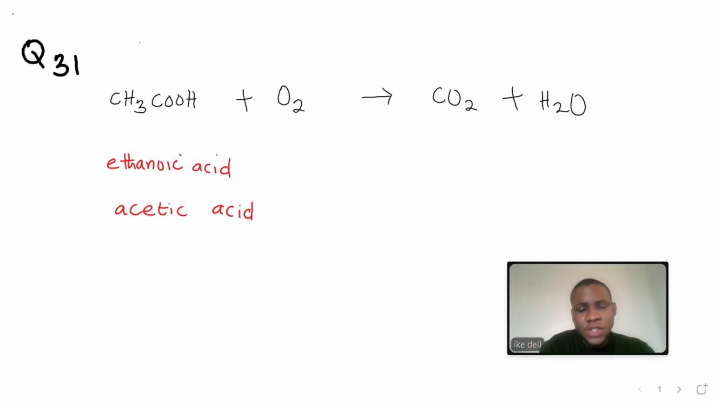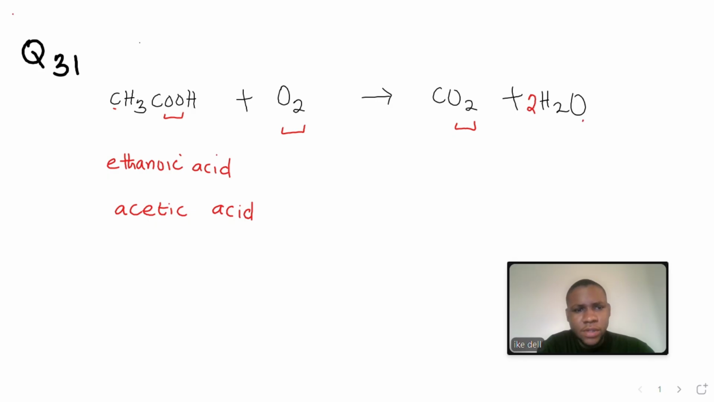So you want to balance this equation by first balancing the carbon, then the hydrogen, and finally oxygen. So carbon first. I think carbon is fine because we have one carbon here and one carbon here. Next is the hydrogen. We have 3 plus 1, 4. So we're going to have to put a 2 there to make it 4. And finally the oxygen. So let's count. How many oxygen do we have here? We have 2 and we have 2. Here we have 2 and we have 2.